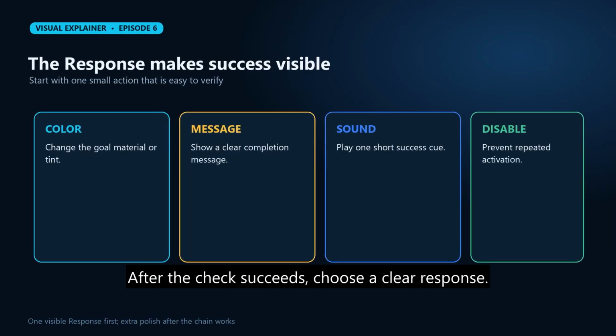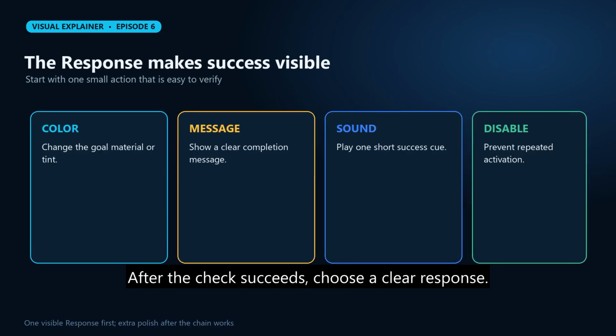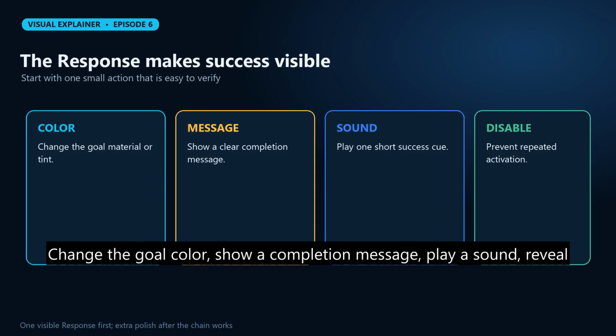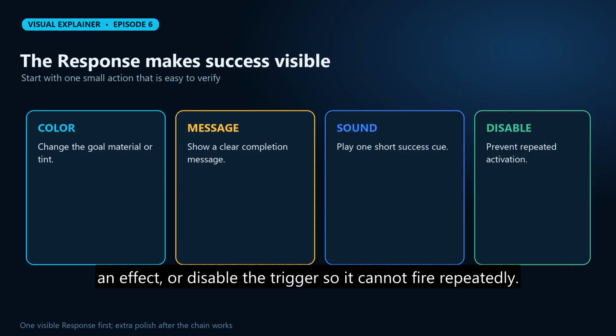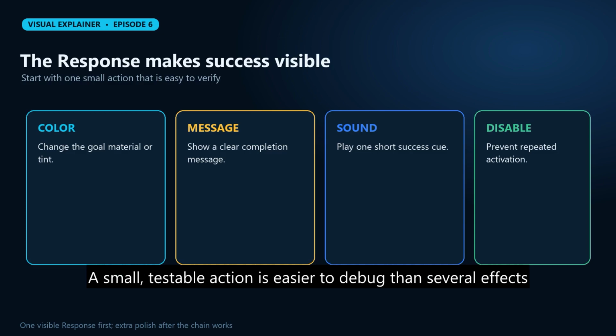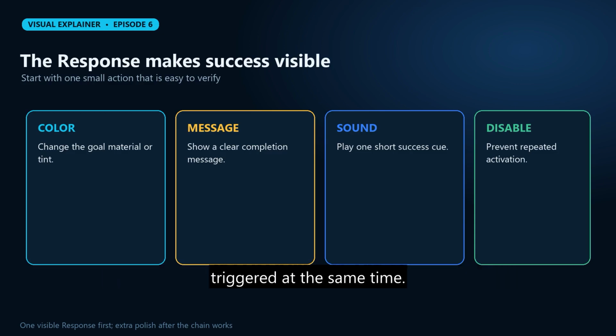After the check succeeds, choose a clear response. Change the goal color, show a completion message, play a sound, reveal an effect, or disable the trigger so it cannot fire repeatedly. Start with one visible response. A small, testable action is easier to debug than several effects triggered at the same time.